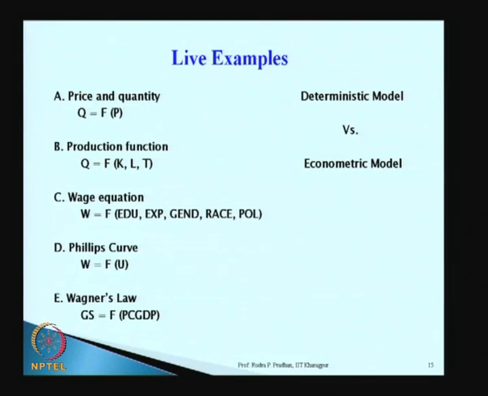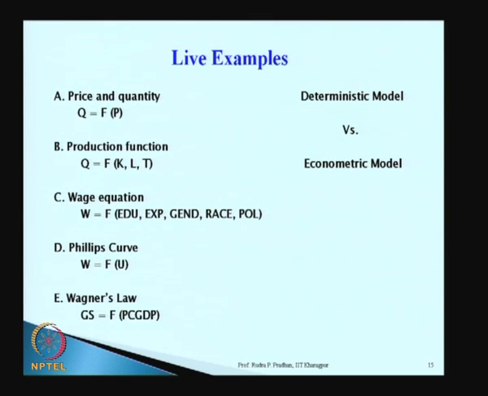Now you see here live examples: price versus quantity, then production, meaning output versus inputs, then the wage equation, wage or productivity versus its determinants, then Phillips curves, which is the relationship between money wage rate and unemployment rate. So it is an inflation issue. Then Wagner's law, government expenditure and national income. These are all purely theoretical. This is a theoretical model, so we have a theoretical base.